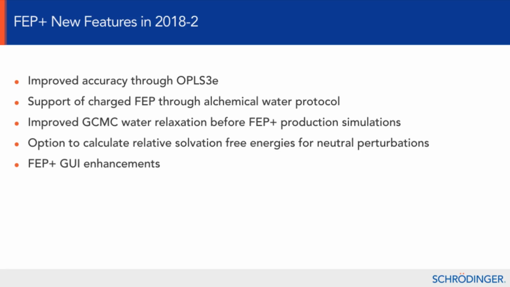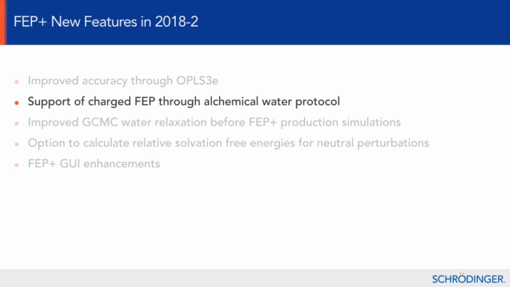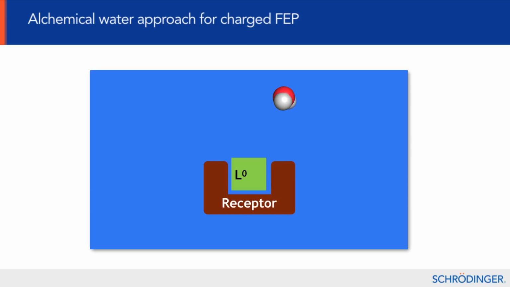Speaking of FEP+, other improvements to FEP accuracy have been brought about from the support of charge perturbations via an alchemical water protocol. For example, when mutating a neutral molecule to a charged molecule, the protocol simultaneously turns on the interaction between an ion of the opposite charge with the environment.